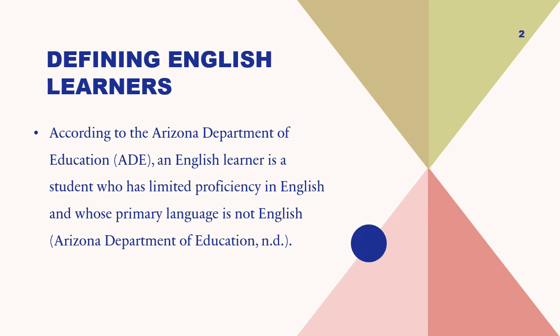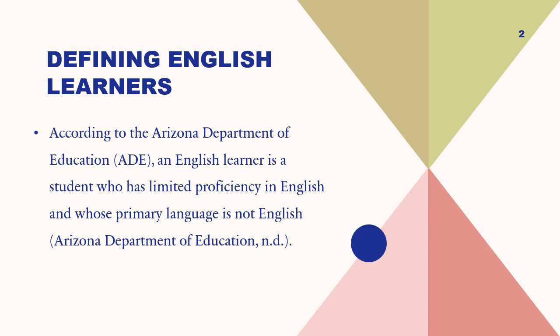First, I want to start off by defining what an English learner or an English language learner is. So in the state of Arizona, according to the Department of Education, they define an English learner as a student who has limited proficiency in English and whose primary language is not English. I'm going to repeat that. The English learner is a student who has limited proficiency in English and whose primary language is not English.